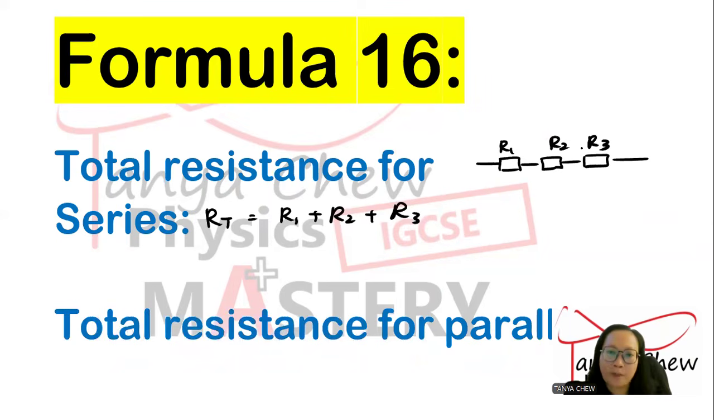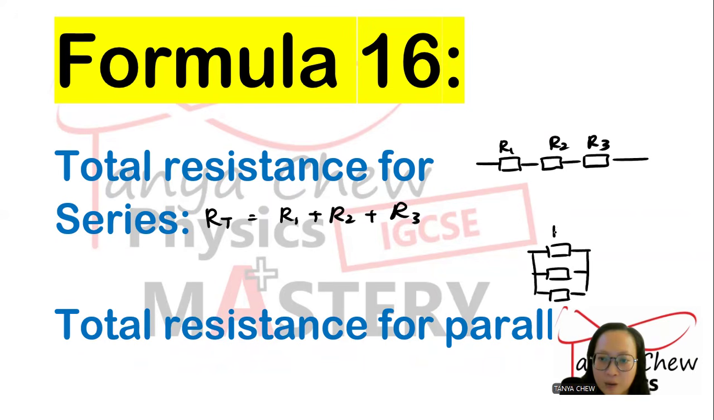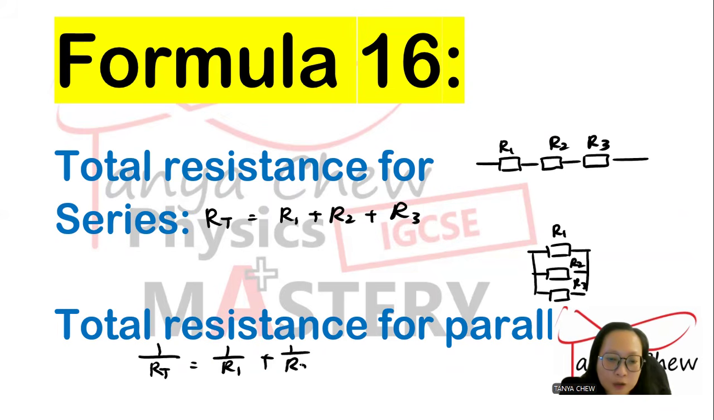Total resistance for parallel is like this. Okay, they are on top, below each other. So this is called parallel, R1, R2, and R3. So it is 1 over R total is equal to 1 over R1 plus 1 over R2 plus 1 over R3.